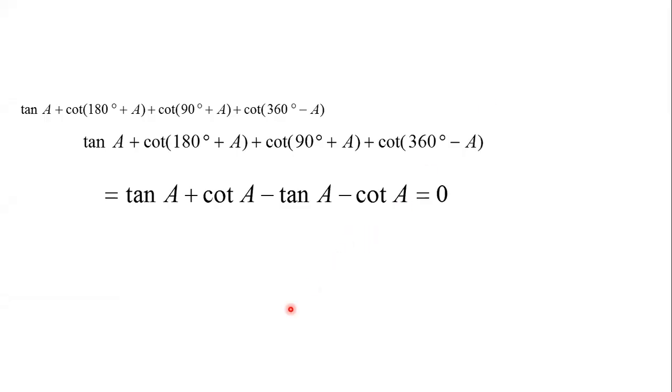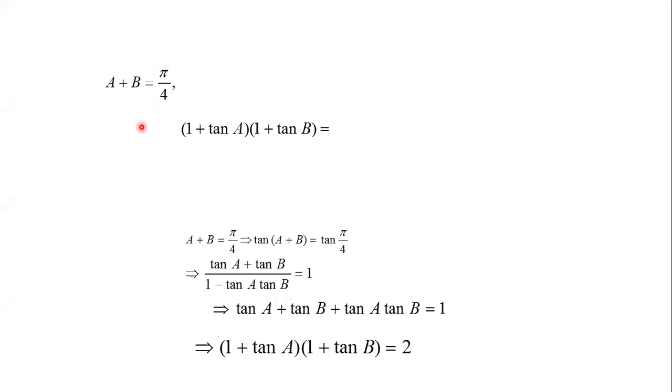Okay, so the next question is, if A plus B is pi by 4, then what would be the value of (1 plus tan A) into (1 plus tan B)? So since A plus B is pi by 4, we can take tan on both sides. So tan(A plus B) is equal to tan pi by 4. And we know the relation of tan(A plus B). The formula is tan A plus tan B divided by 1 minus tan A into tan B. And this tan pi by 4 is 1.